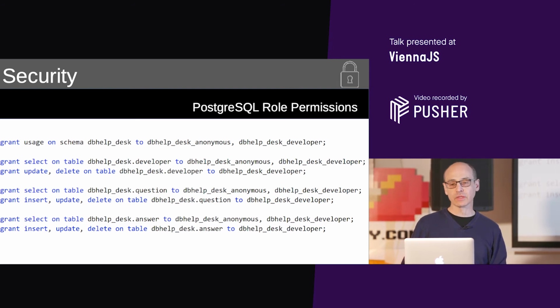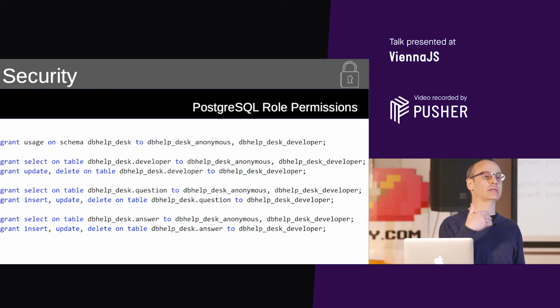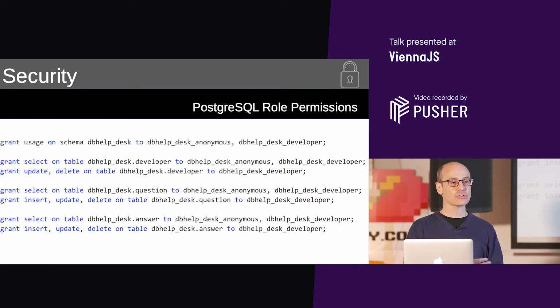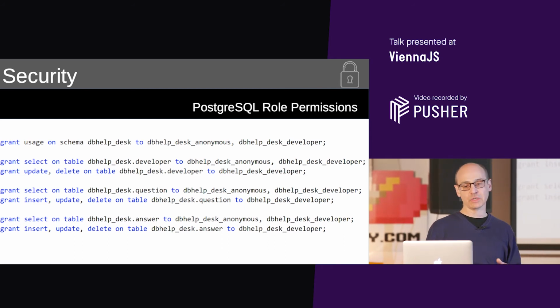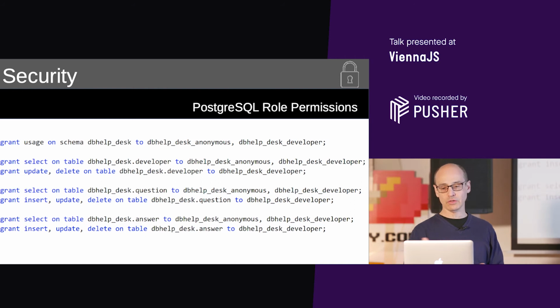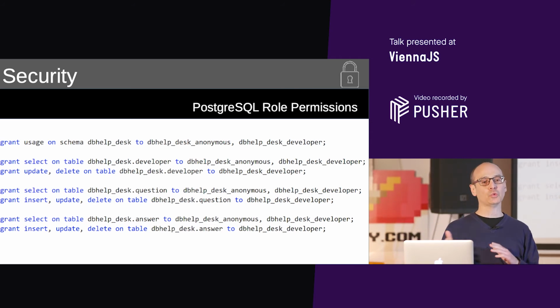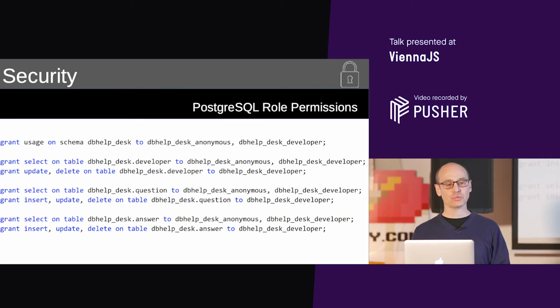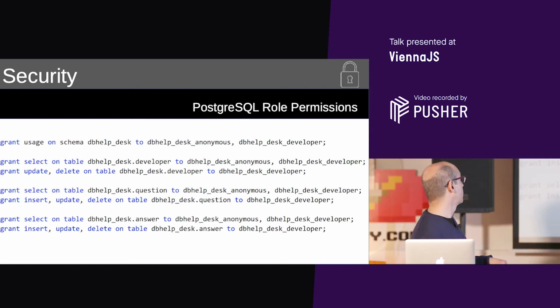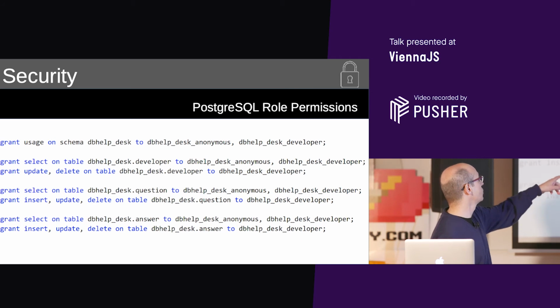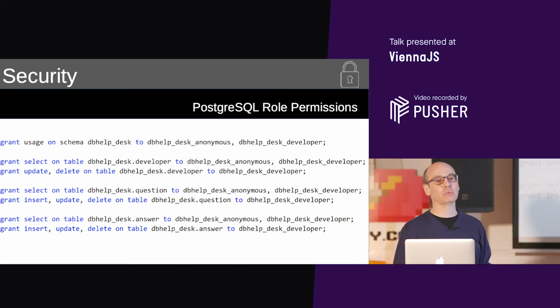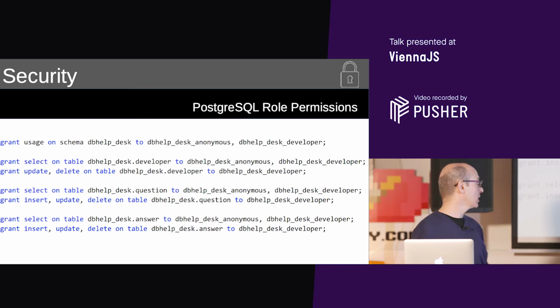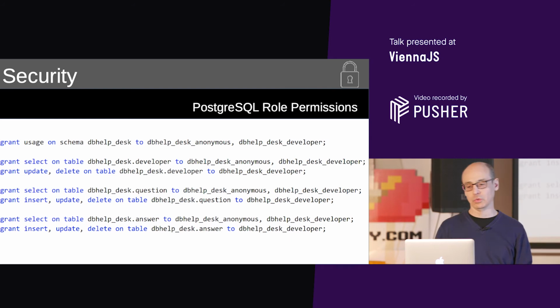The next thing is that you go and you grant permissions first to the schema, and you can see here I'm not giving permissions to any of these roles to the private schema that we mentioned before. And then depending on what you want to do, you give the permissions to different roles. For example, in the case of the questions, I want everybody to be able to view the questions table, but insert, update, and delete only has to be someone with the role of a developer.